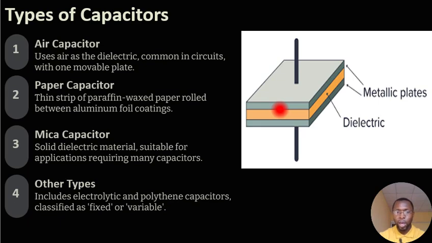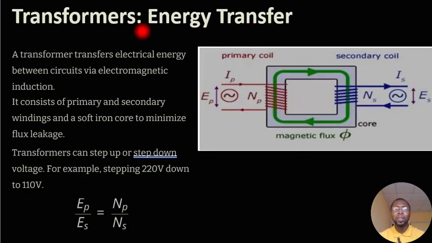Okay, let's talk about another important device in electricity, like the transformer. Transformer is a very common device that almost everybody knows about. Transformer, from the name, what it does is to transfer energy. So a transformer is a device that transfers electrical energy between circuits via electromagnetic induction. This is a typical skeletal diagram of a transformer. It has two types. We have the step-up transformer and the step-down transformer.